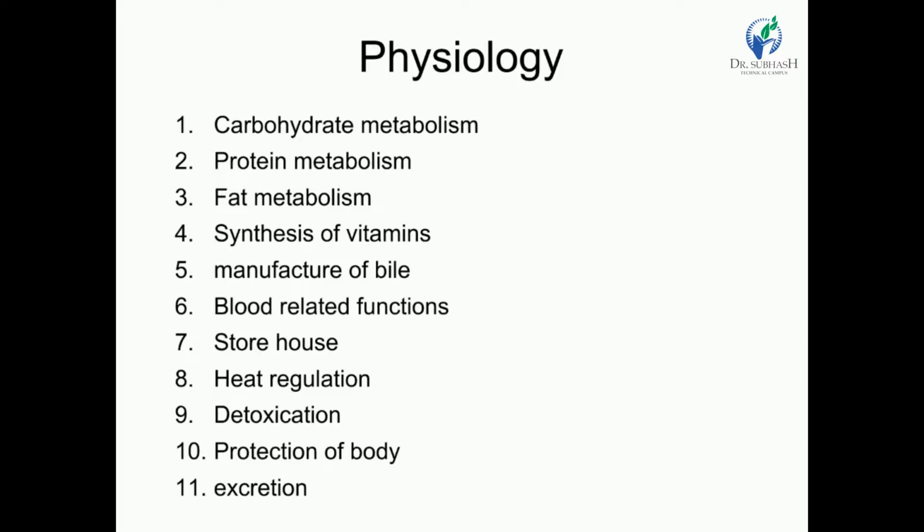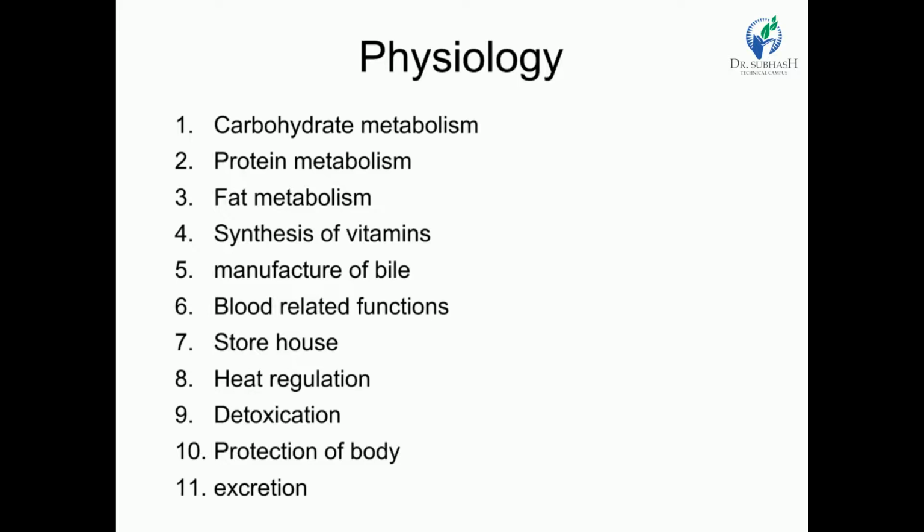Next function, that is synthesis of vitamins. Here, while considering vitamins, carotene is transformed into vitamin A, and further this vitamin A and vitamin D will be stored in the liver. Synthesis of prothrombin with the help of vitamin K also takes place here in the liver. There will be a storage of vitamin B12 as well as folic acid.